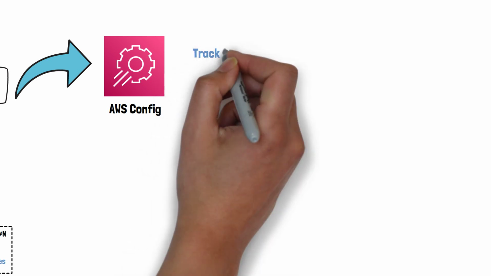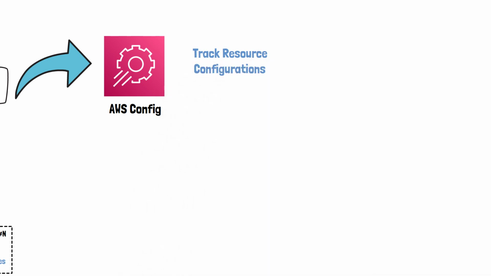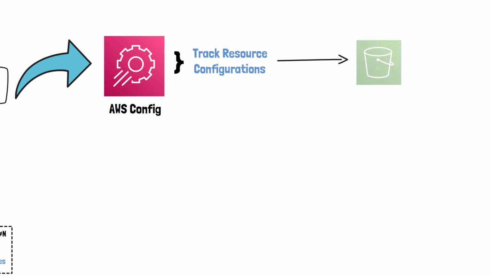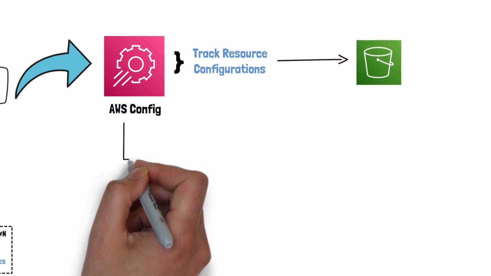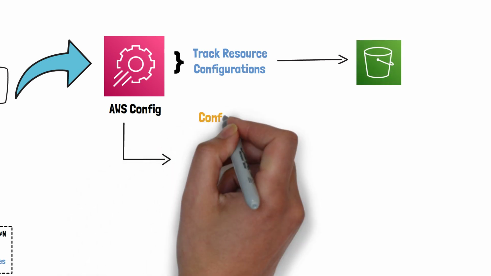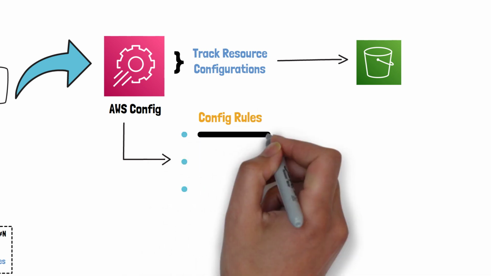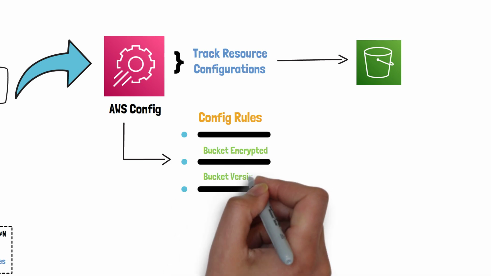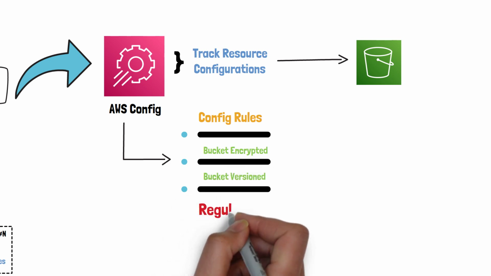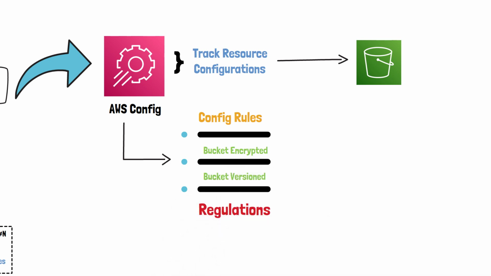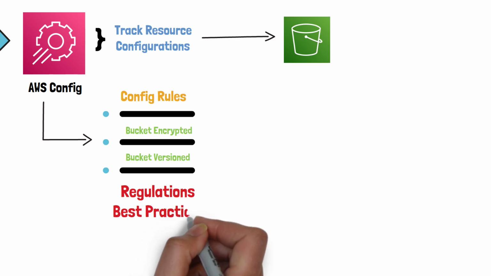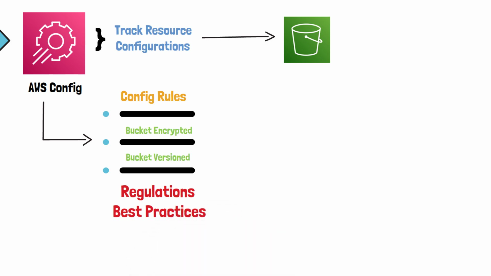AWS Config is a service that enables you to track resource configurations. It provides you the capability to define config rules, which are the desired configuration settings for the resources. Using AWS Config Rules, you can enforce your resources to comply with specific regulations or create an architecture that conforms to industry best practices.